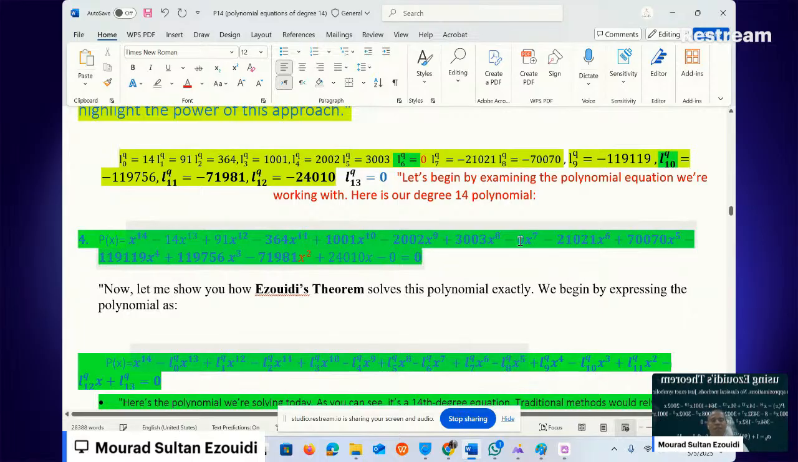Minus 21,021 x raised to the power 6 plus 70,070 x to the power 5 minus 119,119 x to the power 4 plus 119,756 x cubed minus 71,981 x squared plus 24,010 times x minus 0. You see this one in fact is a 13 degree equation but we extend the power. Means in this example we will solve the 13 degree equation and at the same time we are going to solve the 14 degree equation.